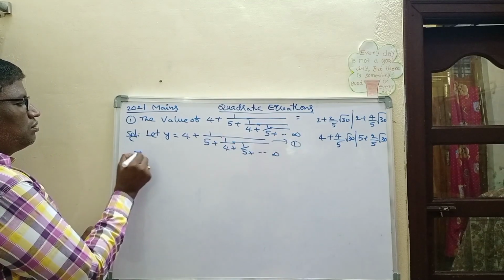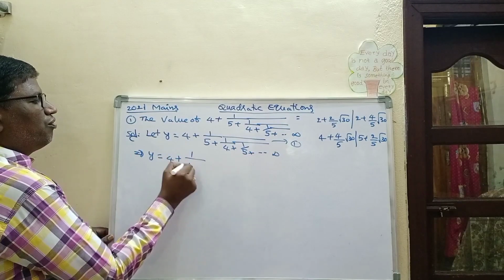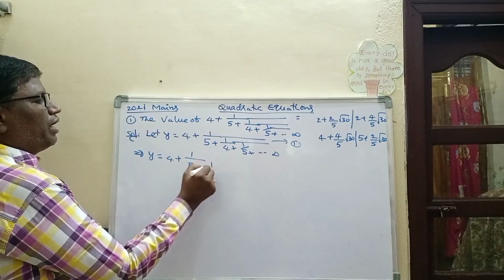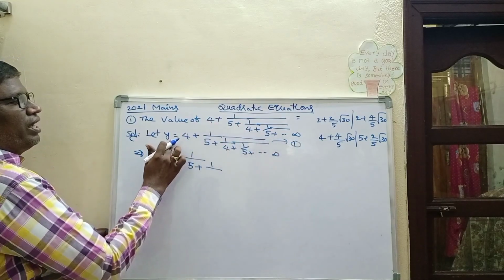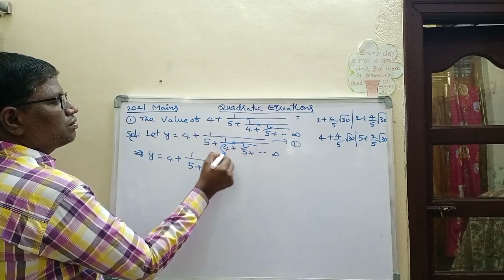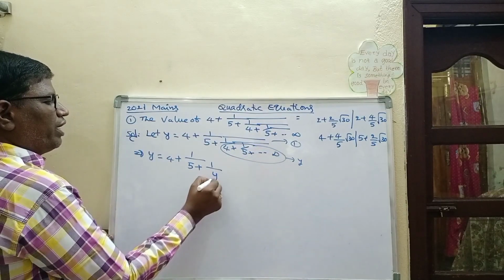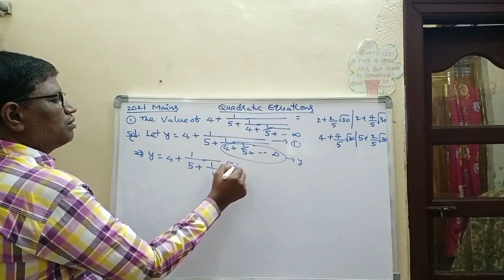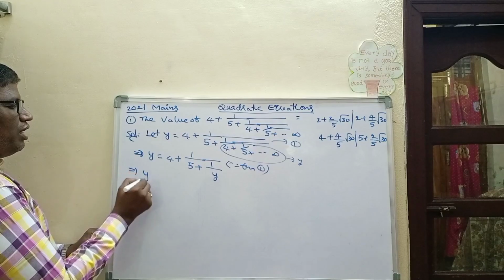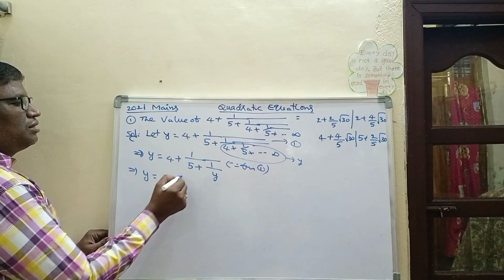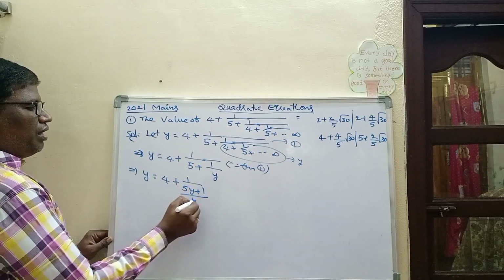So from this, y is equal to 4 plus 1 by 5 plus 1 by, again this is nothing but 4 plus 1 by 4 plus 1 nothing but y. So this total treating as y, so this becomes y, from equation number 1. And now take LCM here. y is equal to 4 plus, so 1 by 5y plus 1 divided by y.